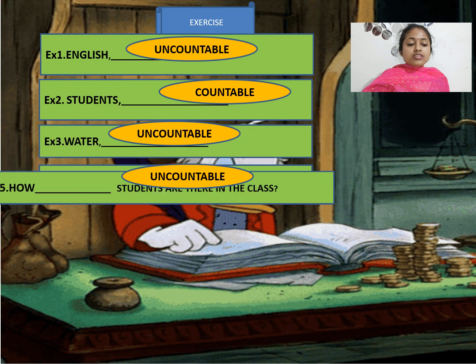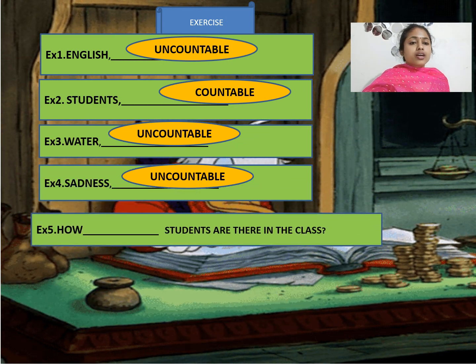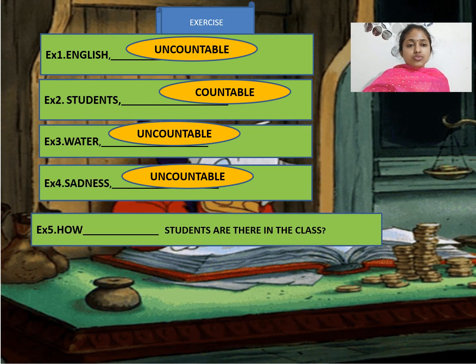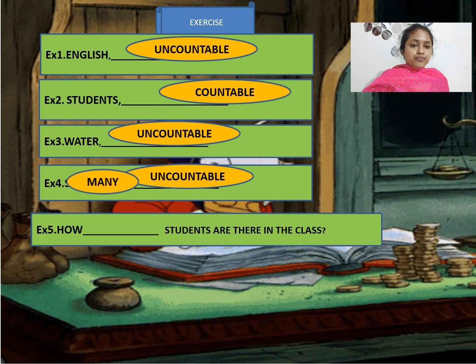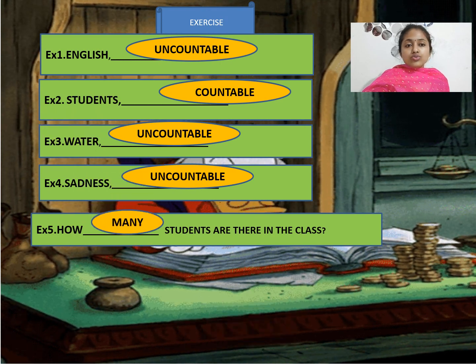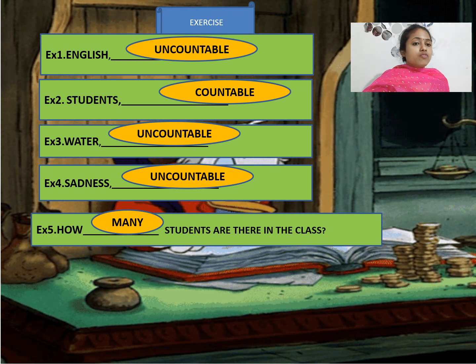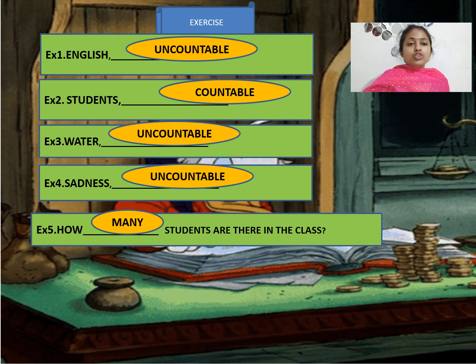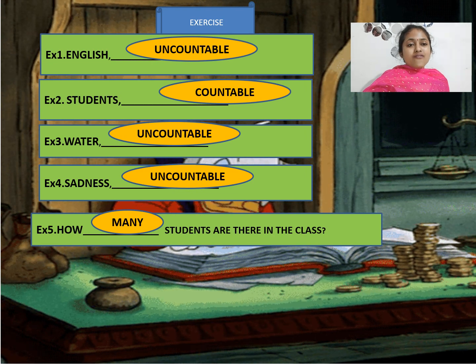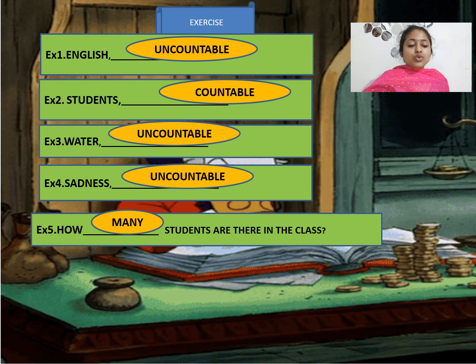How dash students are there in the class? What will you use, many or much here? Can you count students? Yes. So remember, when do we use many and when do we use much? Here you will use many, because it is a countable noun.